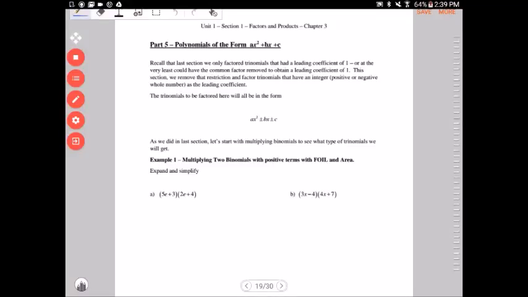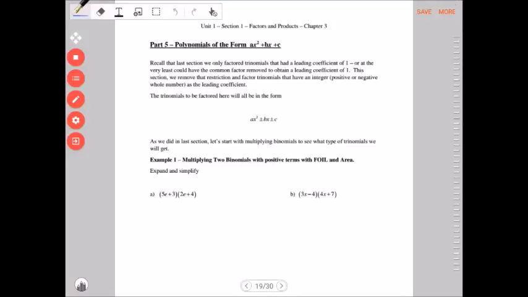Part 5. Polynomials of the form ax squared plus bx plus c. Recall that last section we only factored trinomials that had a leading coefficient of 1, or at the very least, we could have had a common factor removed to obtain a leading coefficient of 1. This section we remove that restriction and factor trinomials that have an integer, positive or negative whole number, as the leading coefficient. The trinomials factored here will all be in the form ax squared plus bx plus or minus c.